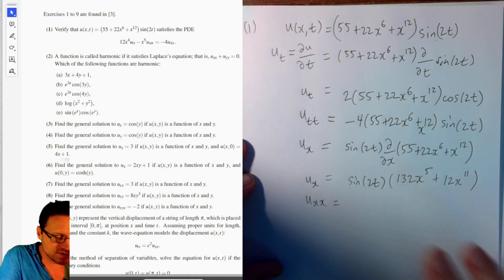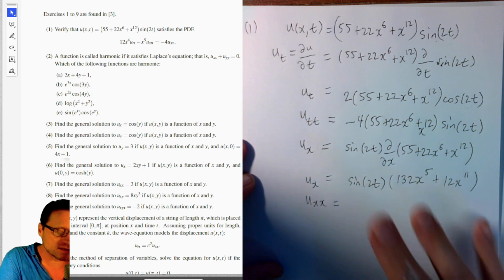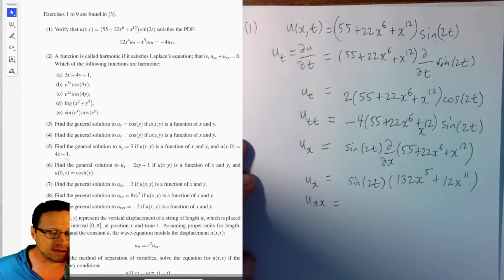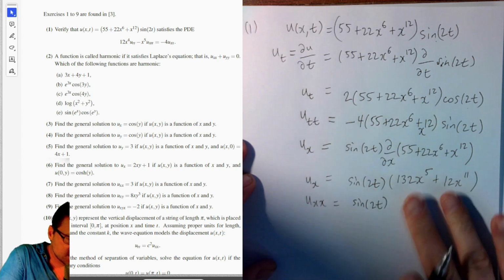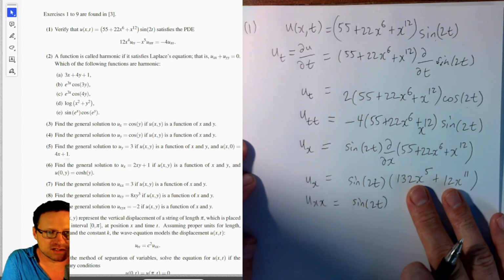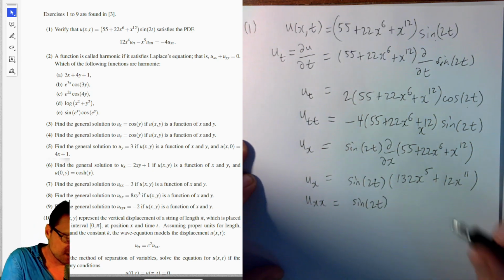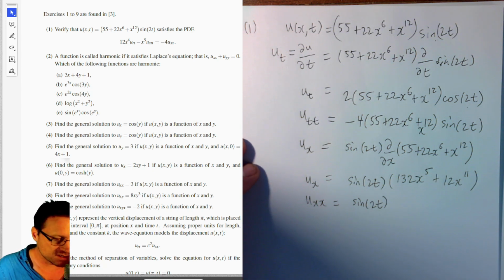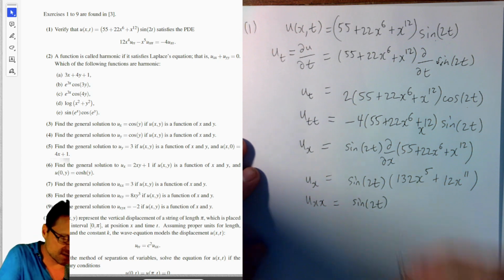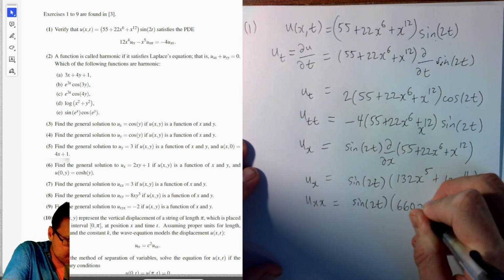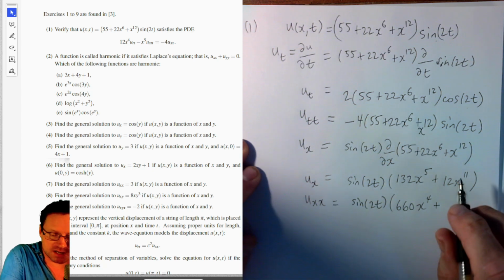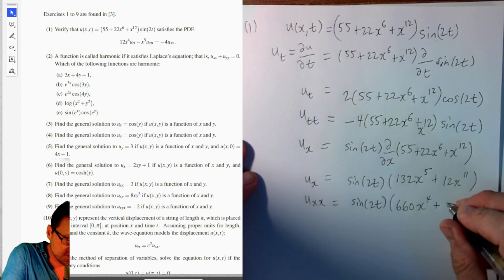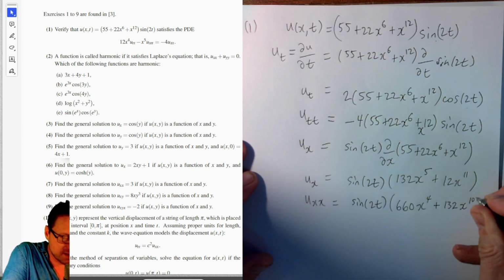uxx is the derivative of this with respect to x. So in other words, differentiating again. And so we have sine of 2t times the derivative of 132x to the 5th plus 12x to the 11th. So 5 times 132 is 660x to the 4th, and then 12 times 11 is 132, so x to the 10th.